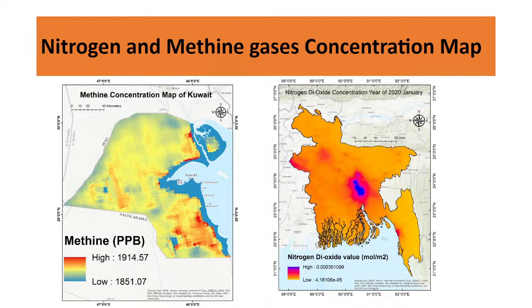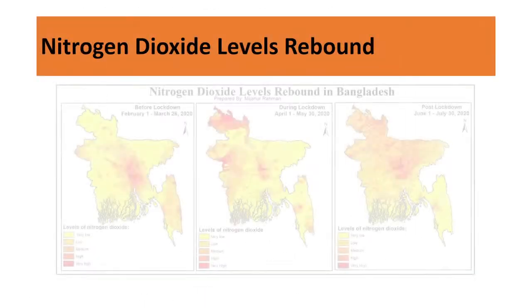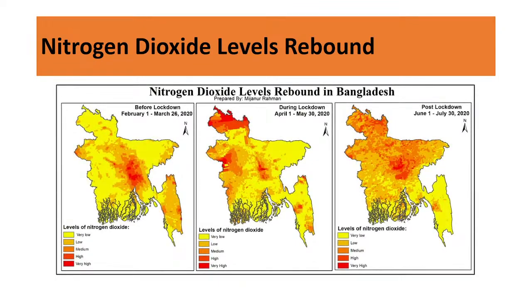Okay, so this type of data we can easily access from the Sentinel-5 satellite imagery and also create this type of map. Okay, so let's go. Also you can see another map about the nitrogen dioxide level rebound in Bangladesh for different time periods. Okay, so here you can see the first map represents before lockdown, in the COVID situation. Before lockdown, we can get this type of spatial distribution of nitrogen dioxide.